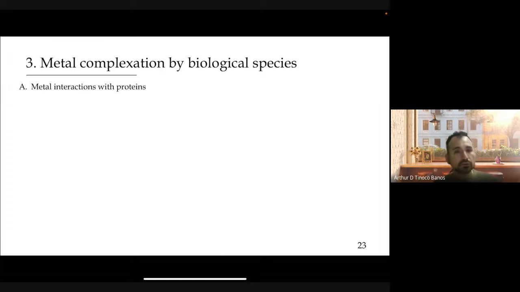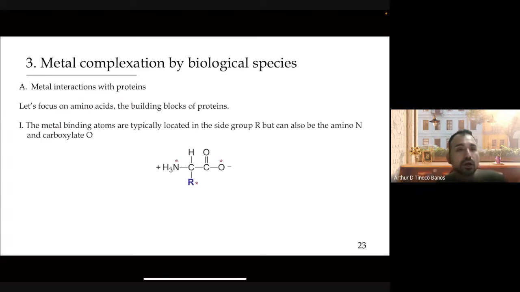So let's first focus on metal interactions with proteins. You are, to some extent, familiar with proteins, especially if you're taking biochemistry. You have a perspective of the different stages of structures that proteins can adopt. Proteins are polymers of amino acids, so we have to start from the monomeric building blocks of the protein, the amino acids. So let's start from there.